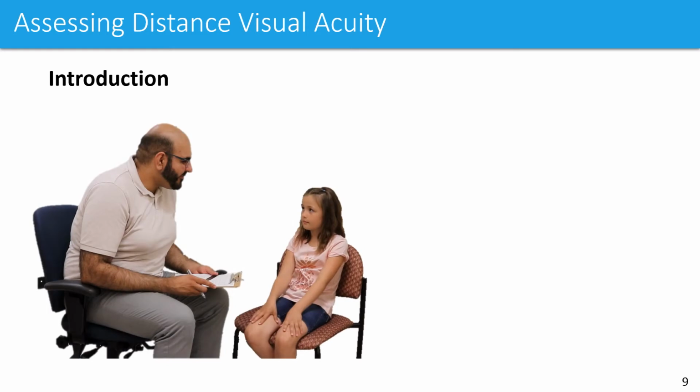Now we will provide a brief overview on performing distance visual acuity. When assessing distance visual acuity, ensure that the chart is at the appropriate testing distance. Most importantly, ask if the child normally wears vision correction. If they do, ensure they are wearing their eyeglasses or contact lenses.